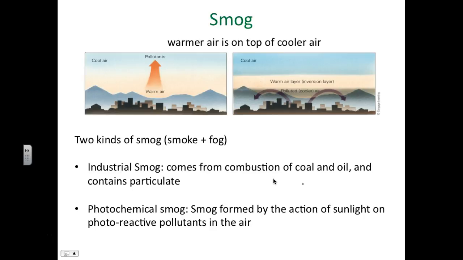Photochemical smog is smog that's formed when light from the sunlight reacts with different pollutants and creates other pollutants. It's kind of crazy. So again, you have certain pollutants, light hits those pollutants, and it causes different pollutants. With smog, you often get what's known as a thermal inversion.